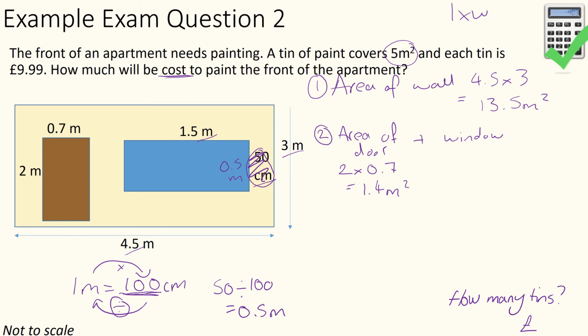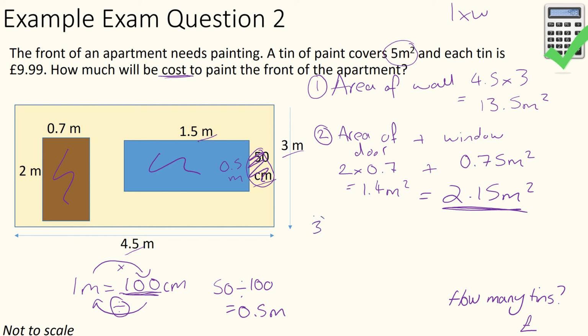Now we can find the area of this window. So 1.5 times 0.5 will give you 0.75 meters squared. What is the combined total area then? So the area of the door, which is 1.4, add the area of the window, which is 0.75. Well, the total area is 2.15 meters squared. So that door and that window comes to 2.15 meters squared.